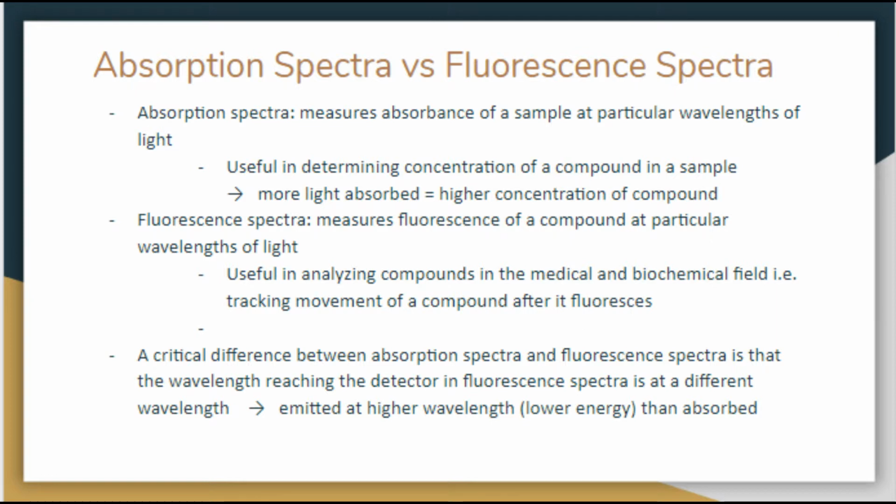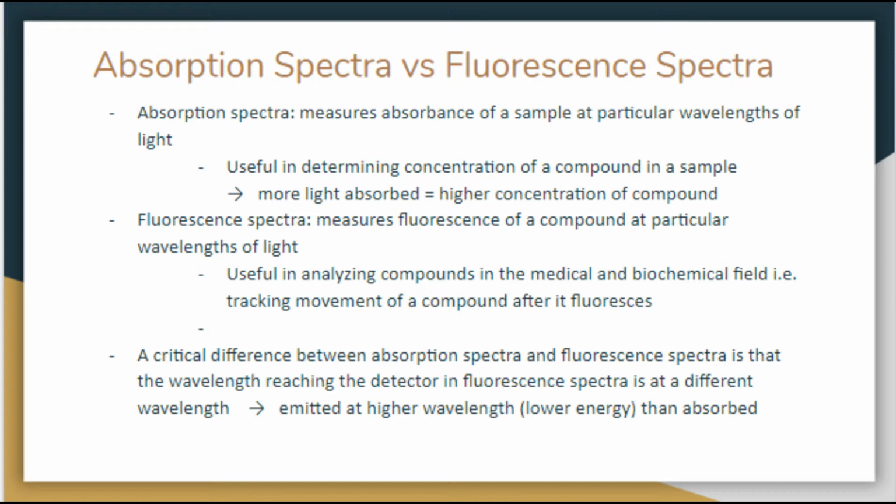There are key differences between absorption spectra and fluorescence spectra. Absorption spectra involves measuring the absorbance of a sample at particular wavelengths of light based on photons' interaction with a sample. This is useful in determining the concentration of a compound. This is done by understanding the principle that more light absorbed means there's a higher concentration of the compound, and Beer's law can be used to determine quantitative data.